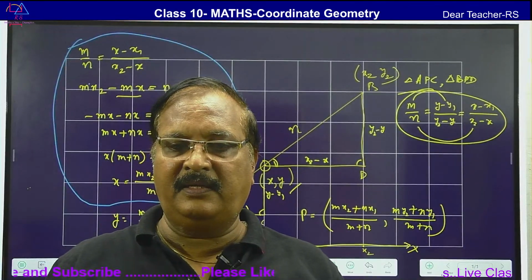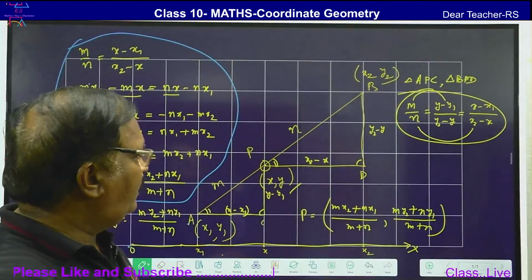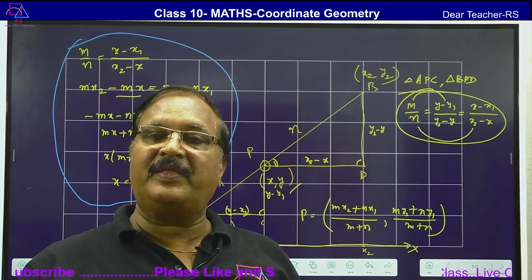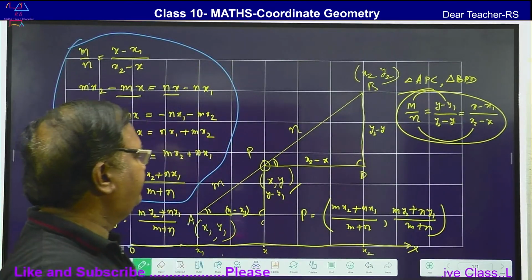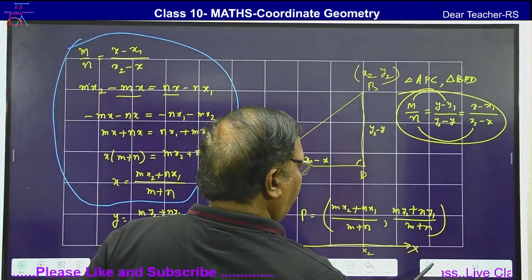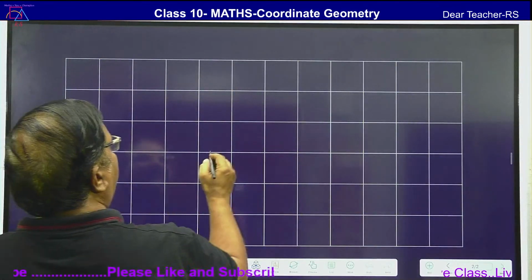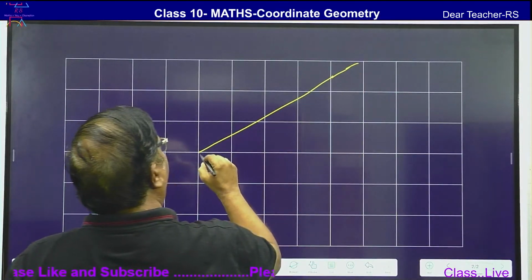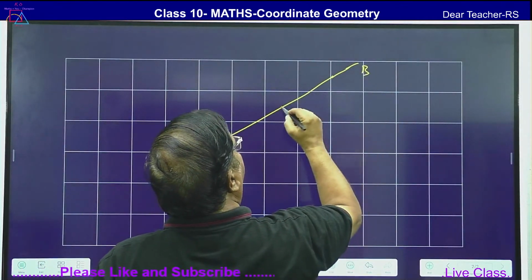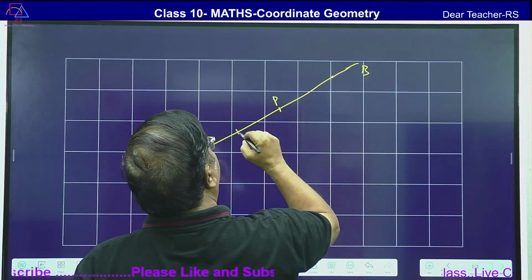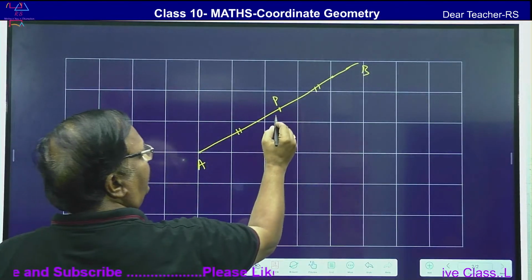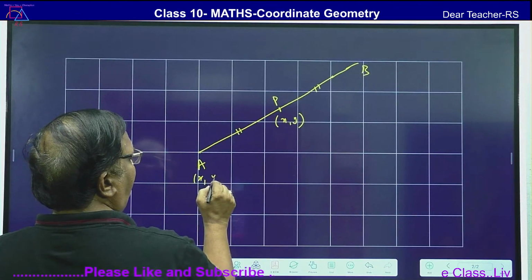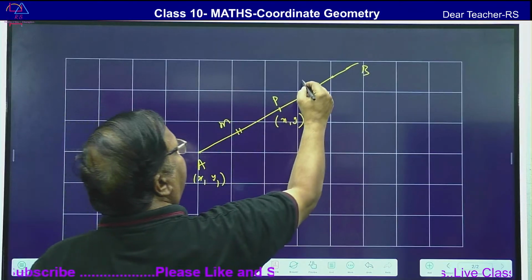Right. So now let us go to the next point. As I said, we will go to the midpoint formula. Now let us take AB as the line and P as the midpoint. So AP is equal to this one. Now we have to find out x, y. Everything is the same. So this is x1, y1 and this is m and this is n.